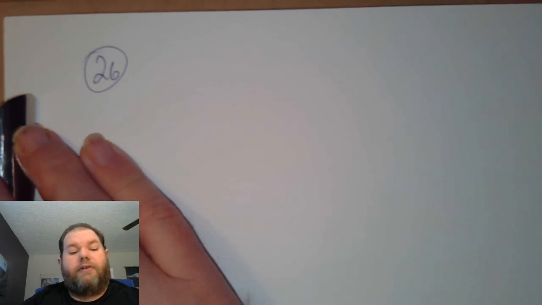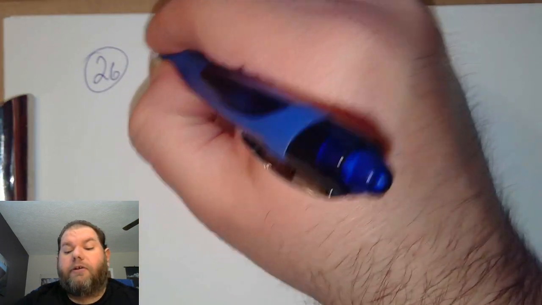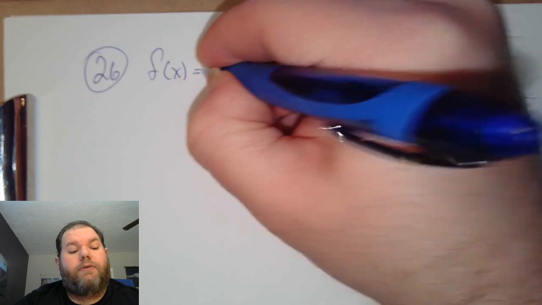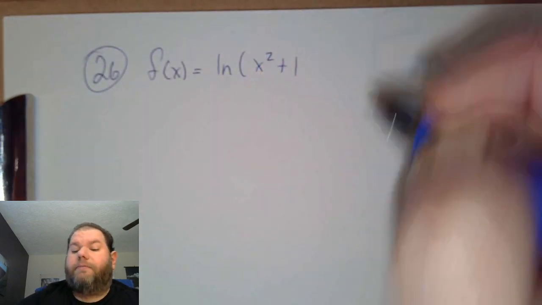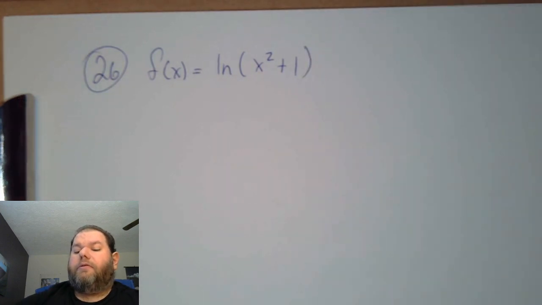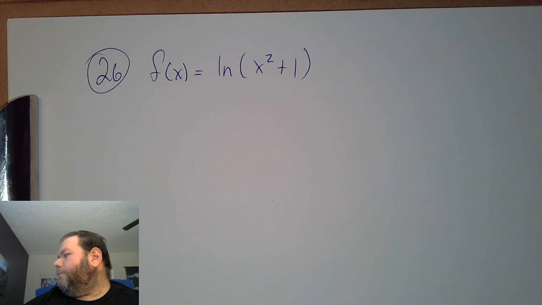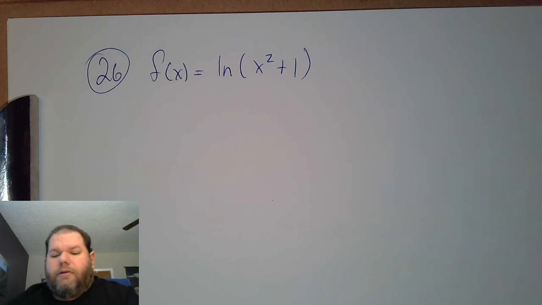Let's look at 26. And the question here is, how would we create a power series for f of x equals natural log of x squared plus 1? Focus. Almost like a Jedi mind trick there. Alright.